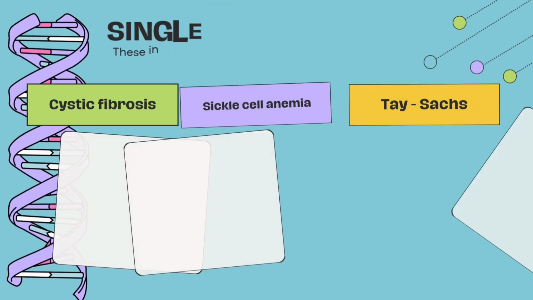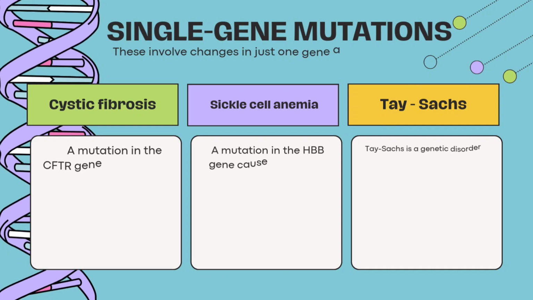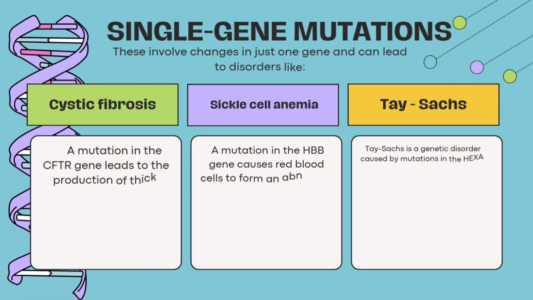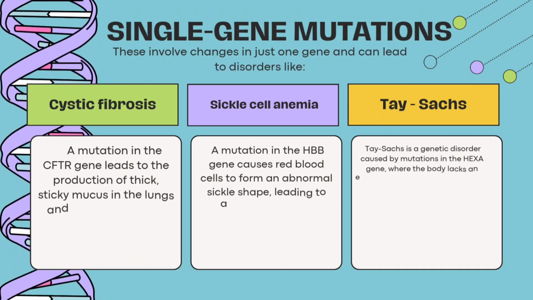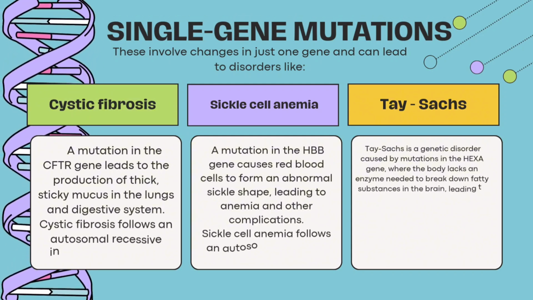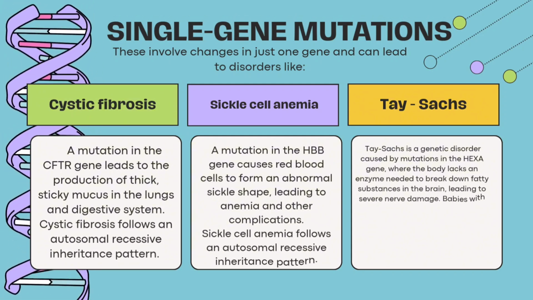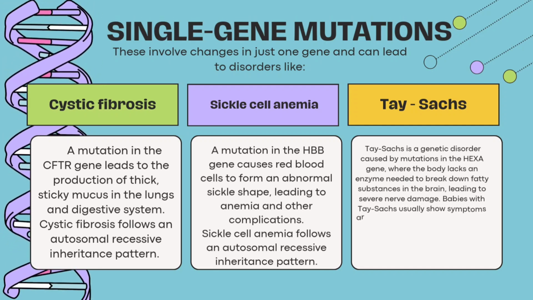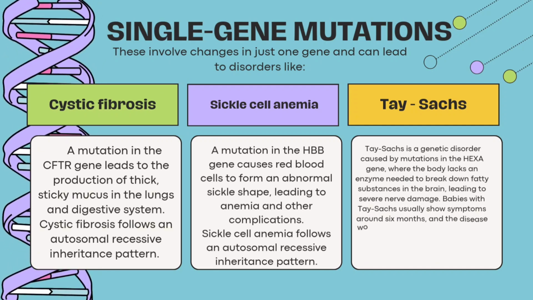So what is a single gene mutation? A single gene mutation is a change or alteration in the DNA sequence of one specific gene. This mutation can disrupt the normal function of the gene, leading to various genetic disorders, and can be inherited or occur spontaneously. Examples are cystic fibrosis.